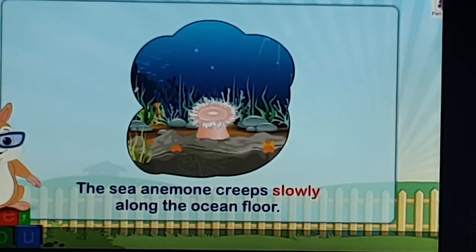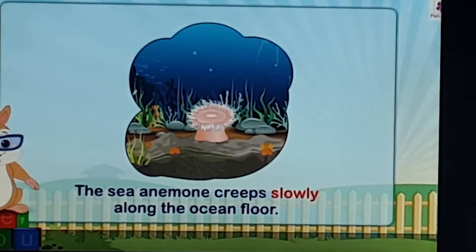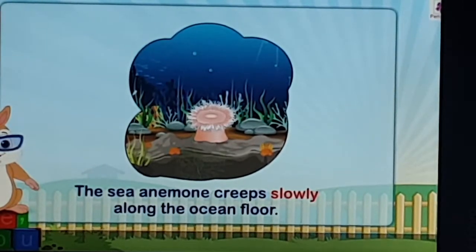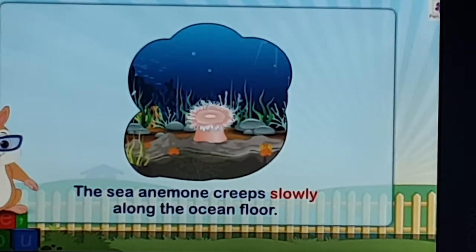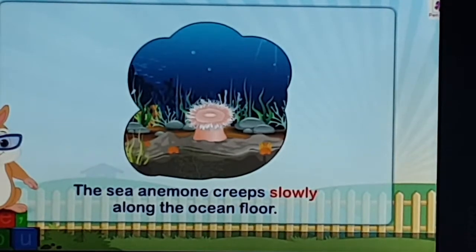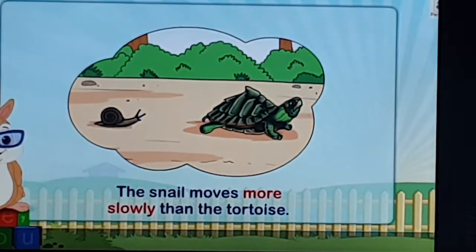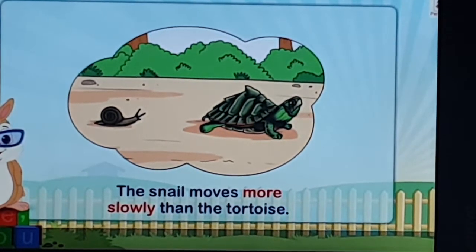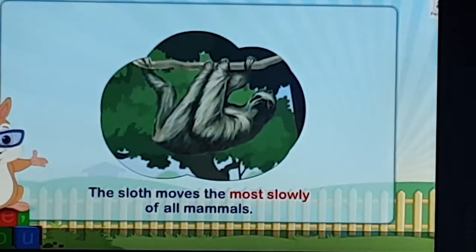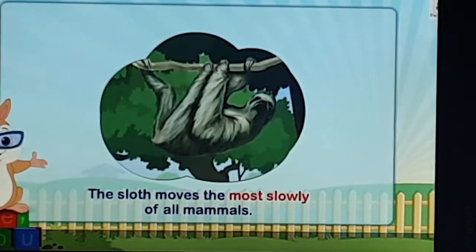Now for words which are made of two syllables or which end with ly, like in this example, the sea anemone creeps slowly along the ocean floor. Here the adverb is slowly. But when we compare two animals, then we use more for comparative degree. The snail moves more slowly than the tortoise, and for superlative, the word most. The sloth moves the most slowly of all mammals.